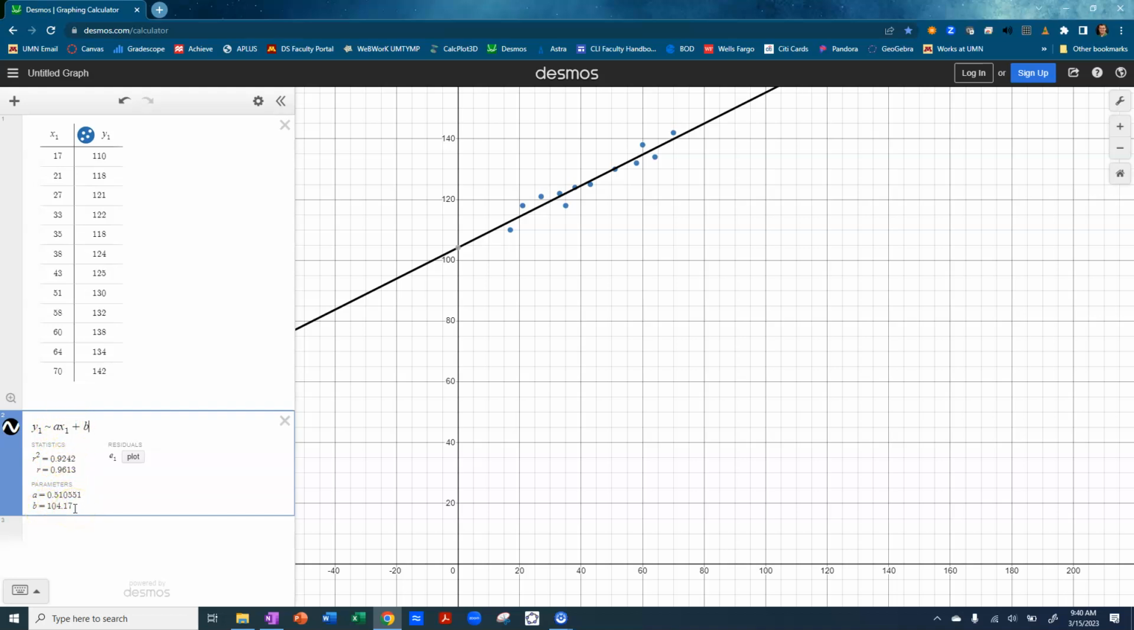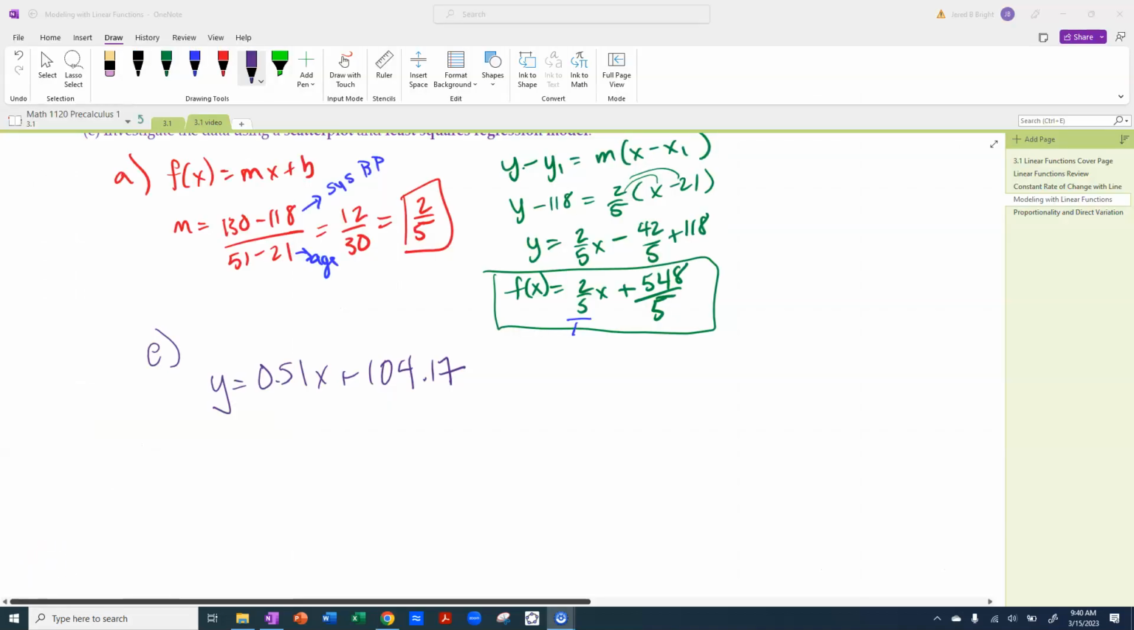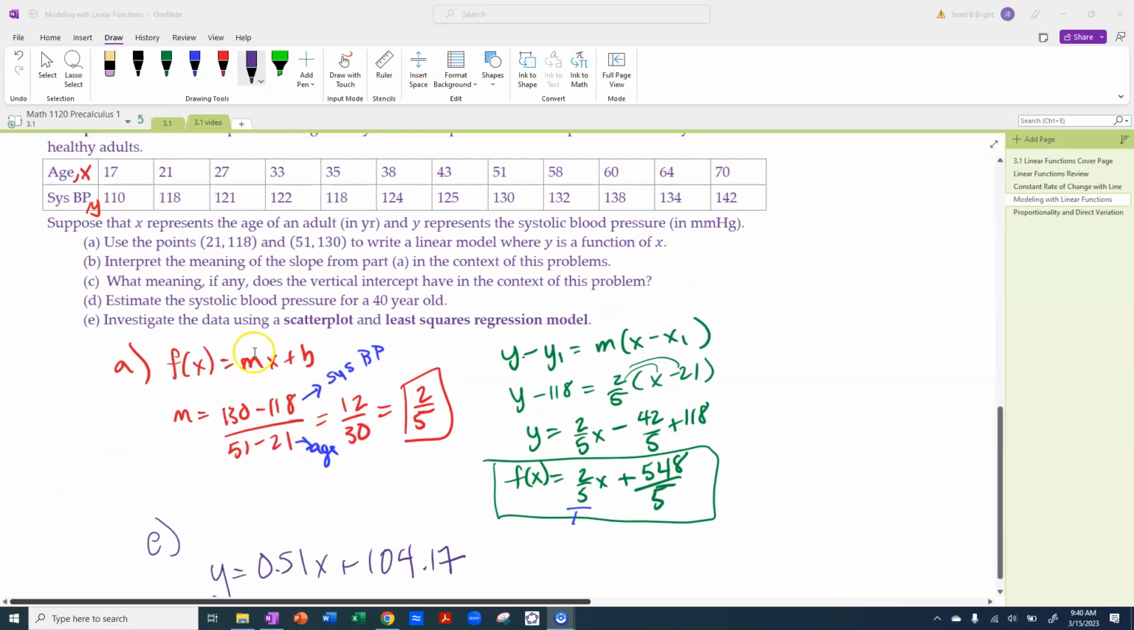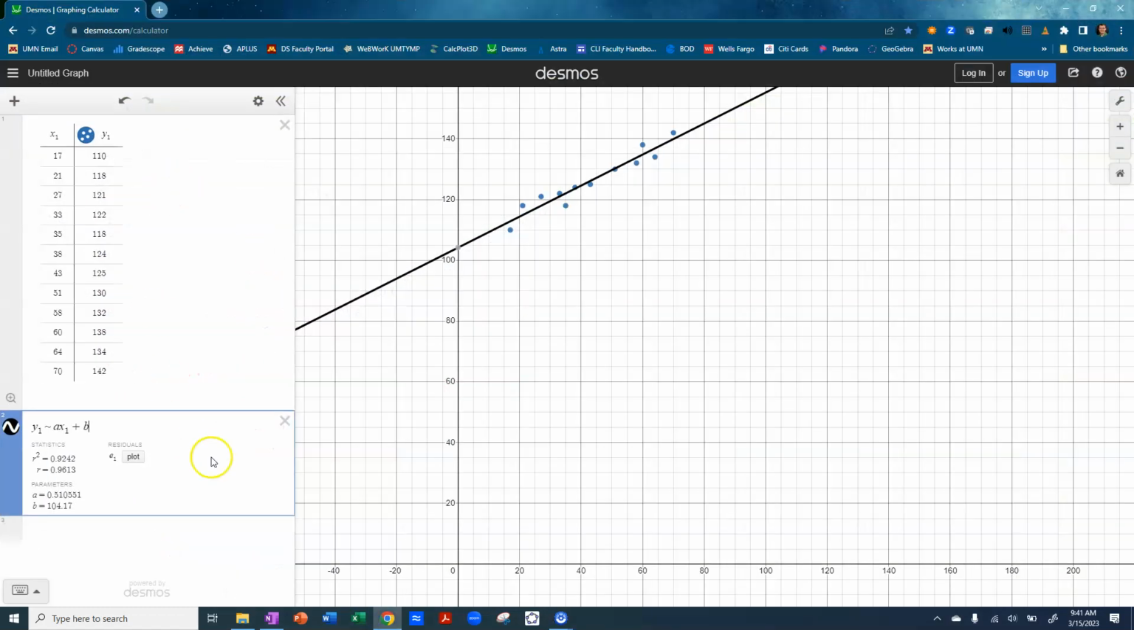Formally, we'll just capture those in the exercise. And here was what we saw in Desmos. So writing that as y is equal to 0.51 x plus 104.17. And that's it. The instructions here are rather vague, just investigate and use a least squares regression model. And again, you can do all that in Desmos.